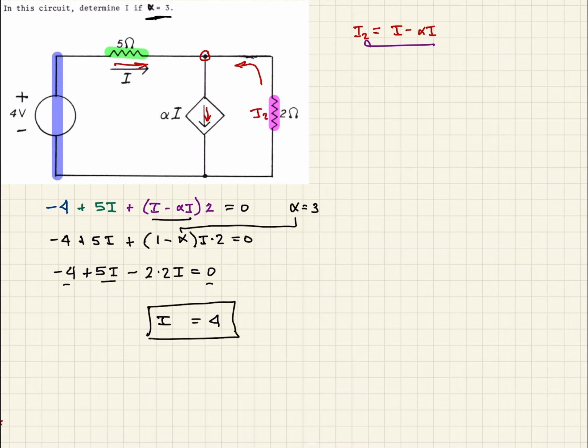So what does this mean? If we look back at this, that means we have 4 amps traveling here through the 5 ohm resistor. We have 12 amps traveling here, because it's 3 times that value, 12 amps going through here. And then we should have 8 amps traveling up through here. So it's 2 times, remember that worked out to be 2 times I, 8 amps through there.